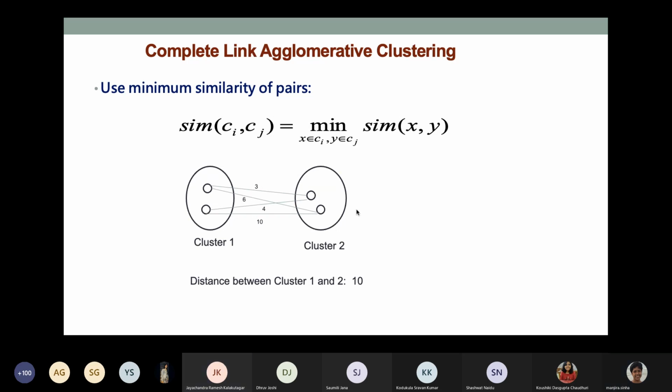Yes, ma'am. This approach makes tighter clusters, more spherical clusters, which are typically preferable for different applications. If you remember the protein interaction network diagram, you would have noticed that almost all the clusters are spherical in shape. Those kinds of clusters are preferable for different applications.